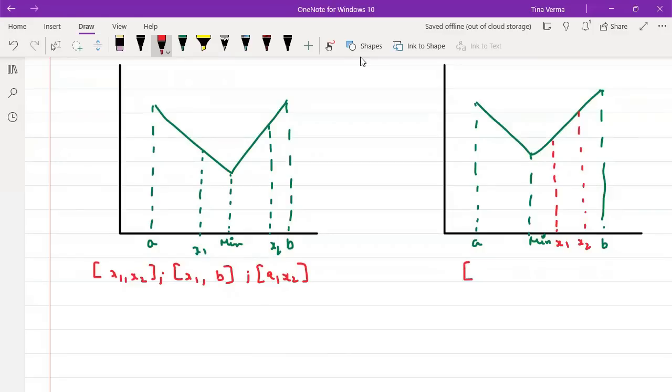The interval is lying between a x1. और आपका इंटरवल किस में आ रहा है? दिस इज ax2. So what is the common interval? Common interval is this ax2.